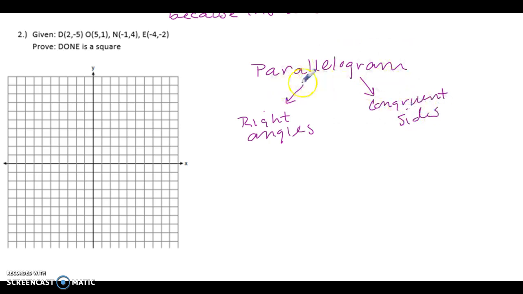Alright, so to do parallelogram, opposite sides are parallel. To do right angles, negative reciprocal slopes for two consecutive sides. And then to do congruent sides, you're going to have to find the length, and that may involve doing the Pythagorean theorem. And that's it.